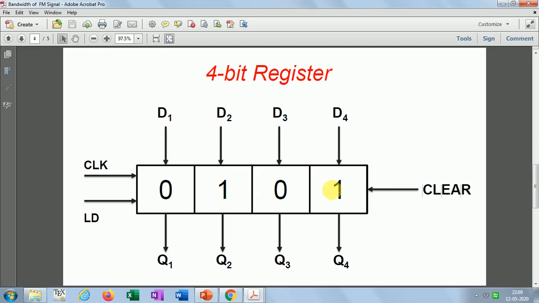Okay. So for synchronization, it is advisable to control the operation of the register with the D inputs rather than controlling the clock inputs of the flip flops. Okay.